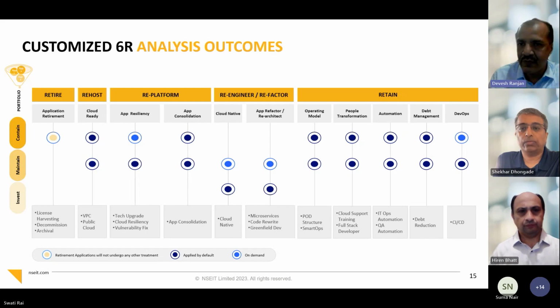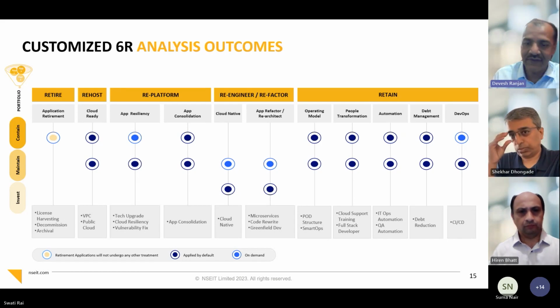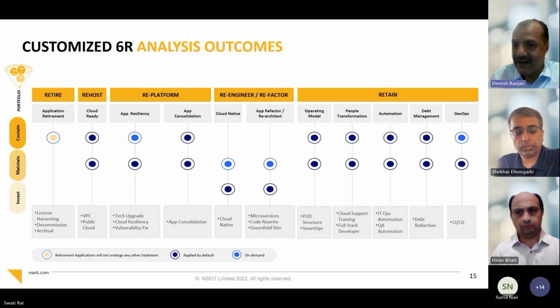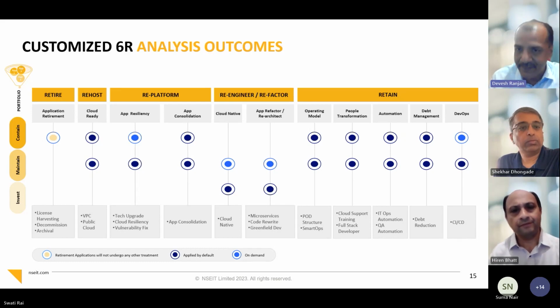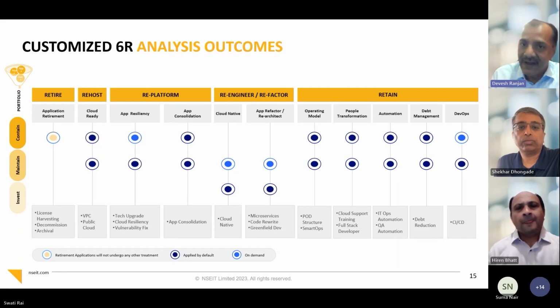And we just don't stop over here. There is a category of applications that you might want to retain. They are up to date in terms of technology trends and the underlying tech stack, but you still can derive greater benefits out of these. It could be by adopting DevOps. It could be by undertaking debt management or debt reduction, leveraging automation. It could be both from an IT ops perspective or QA automation.